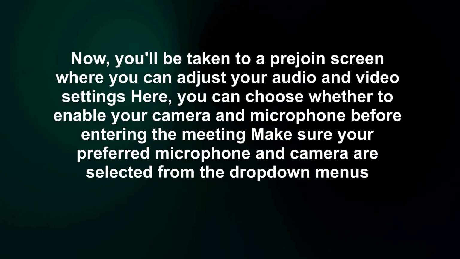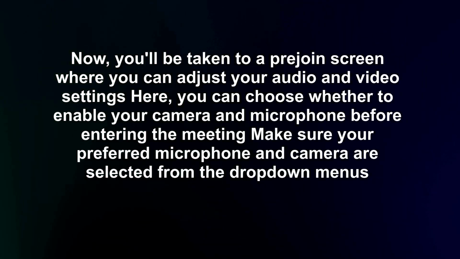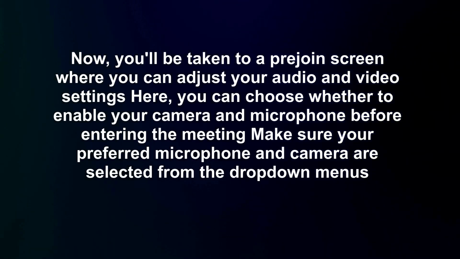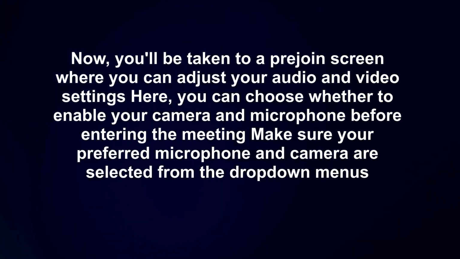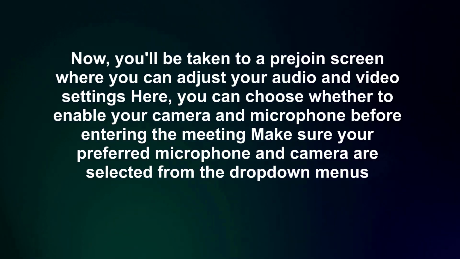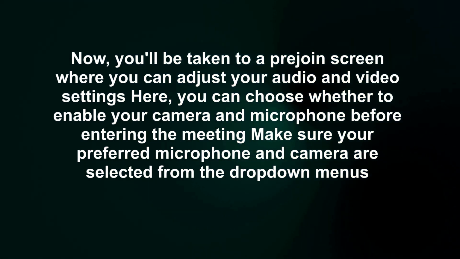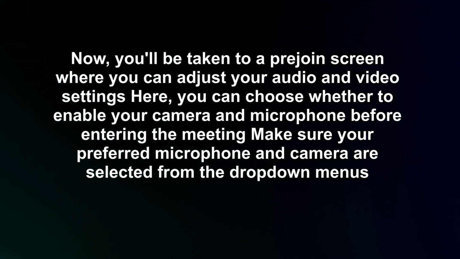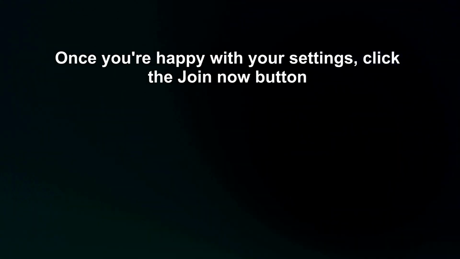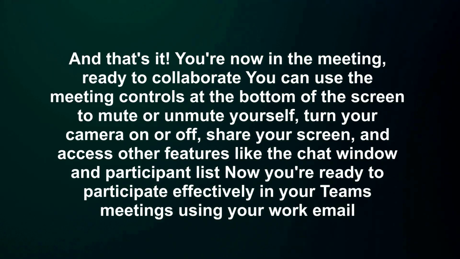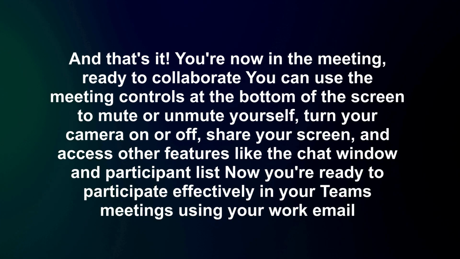Now, you'll be taken to a pre-join screen where you can adjust your audio and video settings. You can choose whether to enable your camera and microphone before entering the meeting. Make sure your preferred microphone and camera are selected from the drop-down menus. Once you're happy with your settings, click the Join Now button. And that's it. You're now in the meeting, ready to collaborate.